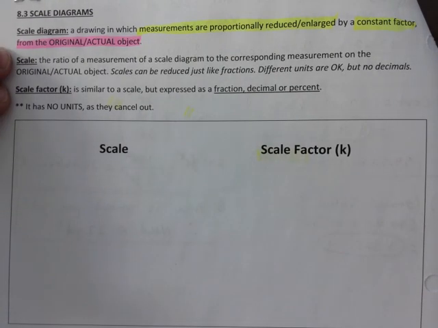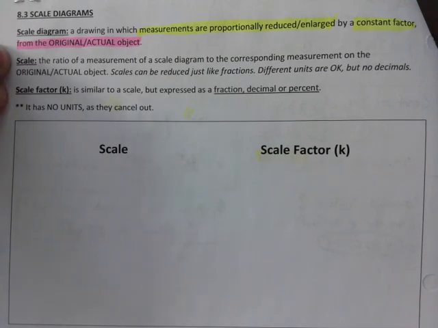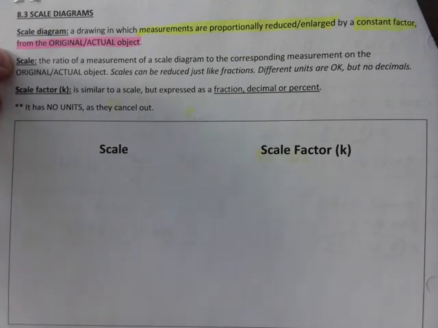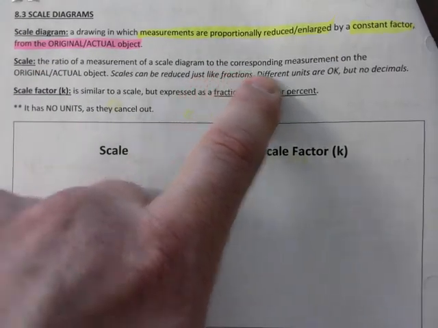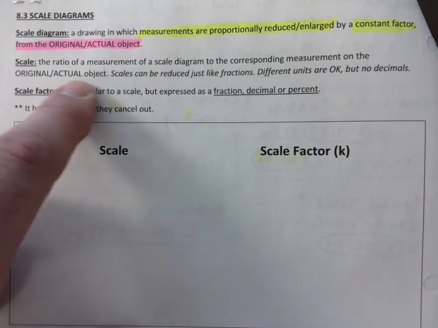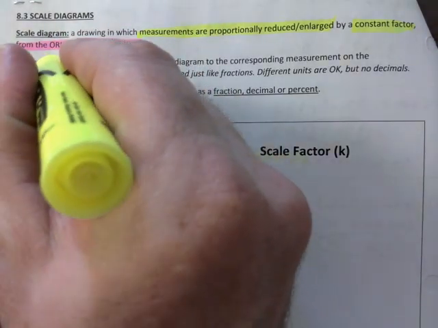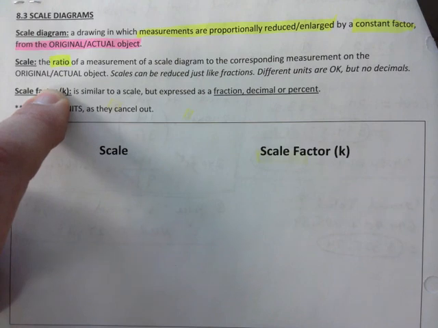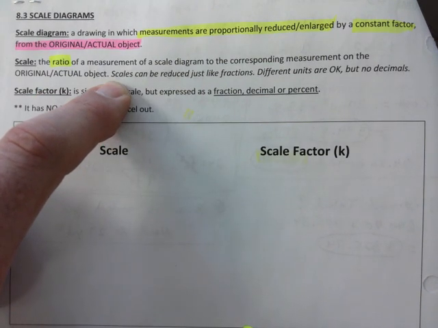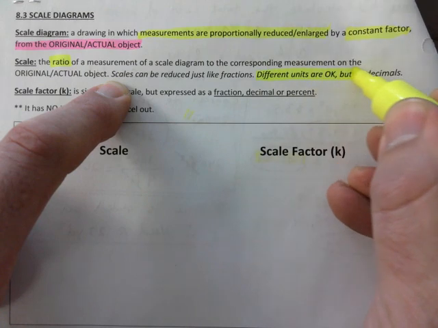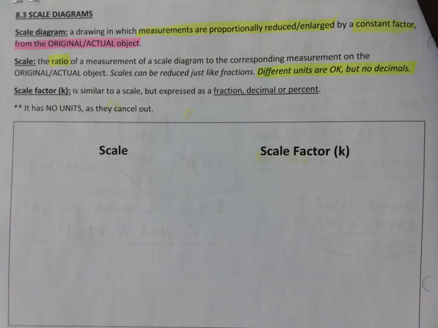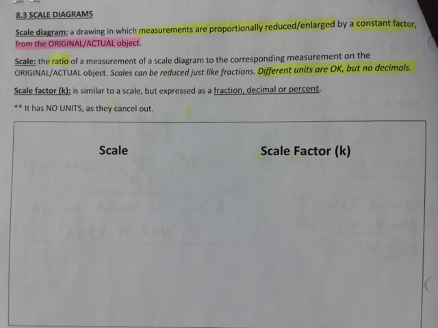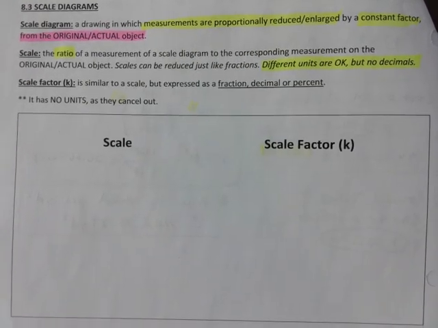And then we have two things that are related, but they're stated differently. What is a scale? A scale is the ratio of a measurement of the scale diagram to the corresponding measurement on the actual original object. So I will just highlight the ratio. Different units are okay, but no decimals. And for a scale, it's a ratio, and I will give you those formulas or the notations down here in this big box, so don't worry about it too much.